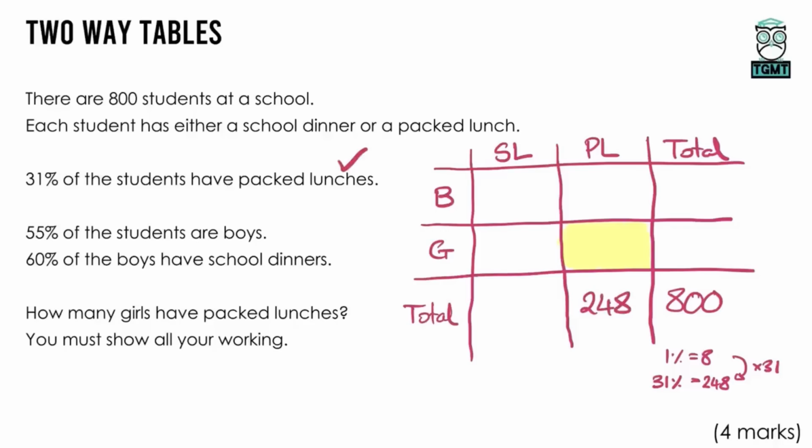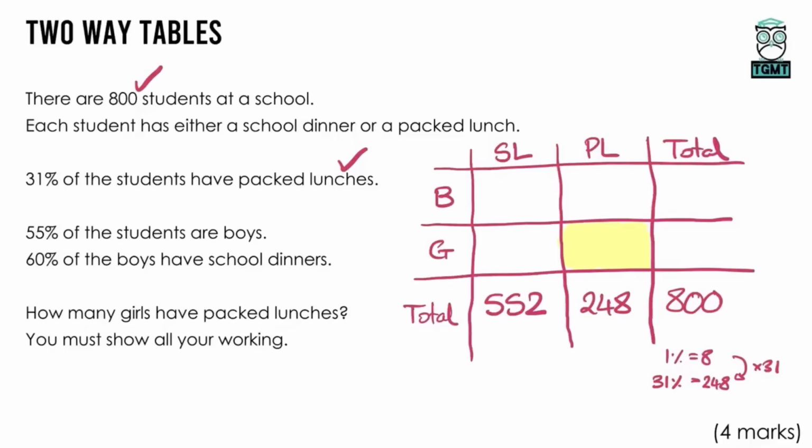I'm going to tick that off because we're done with that, and we're done with the 800. I can now find the school lunches because I can do 800 subtract 248, which gives me 552. And typically each piece of information that we put in will give us at least one more. Now the next one, 55% of the students are boys. So I can figure out how many boys there are.